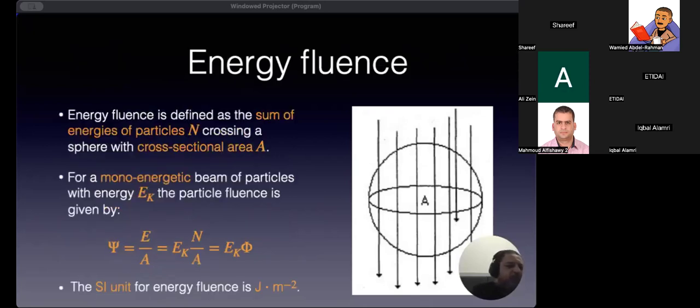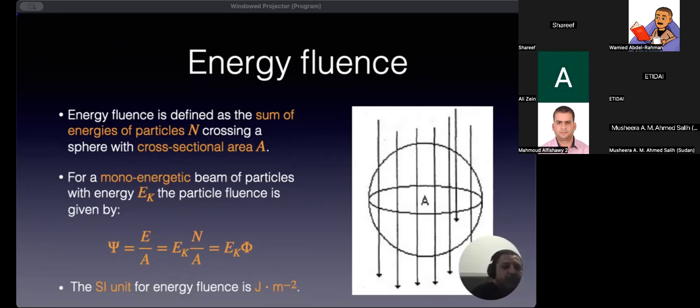Now we move to another concept, which is actually more important for us, the energy fluence. Usually we're not interested in how many particles are crossing this cross-sectional area. We would rather like to look at the energy of these particles that are crossing this cross-sectional area. This will become apparent later when we would like to calculate, for example, the dose from a beam.